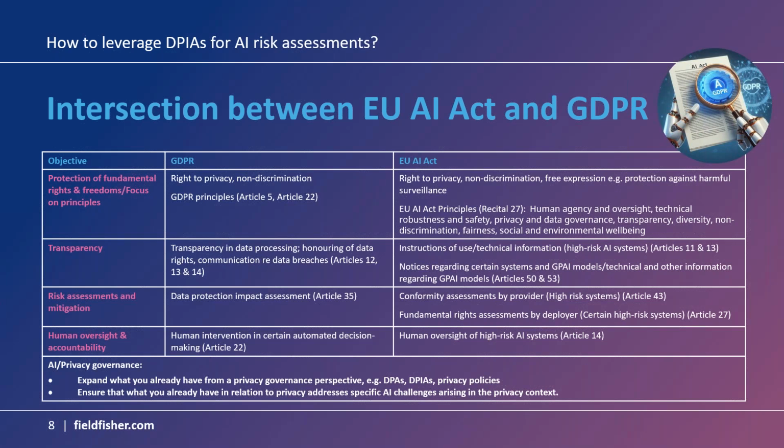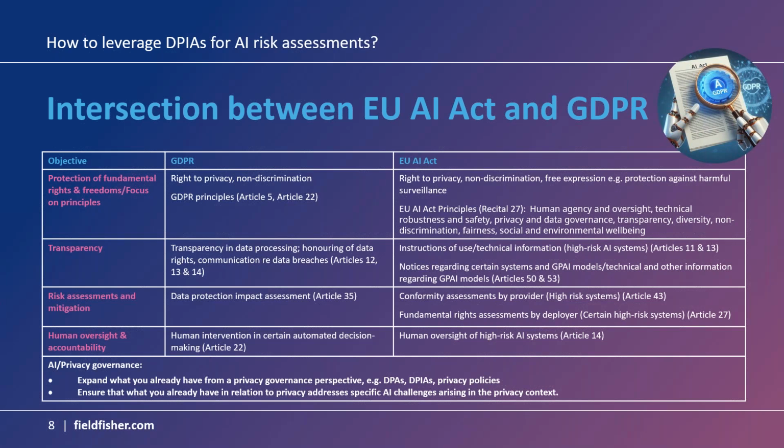The other key area of overlap between the GDPR and the EU AI Act relates to transparency. Under the GDPR, as we know, there are key transparency obligations in the context of data processing. So there's a need to be transparent when you're honoring data subject rights, when you're communicating, for example, in relation to data breaches, but also in relation to your data processing more generally. And there's a requirement to provide certain statutory information, as we know, that's set out in Article 13 and 14 of the GDPR.